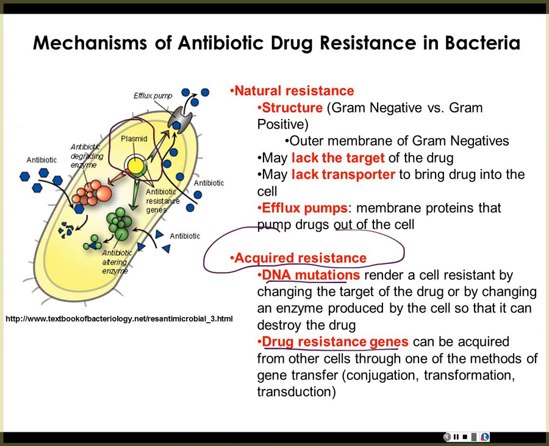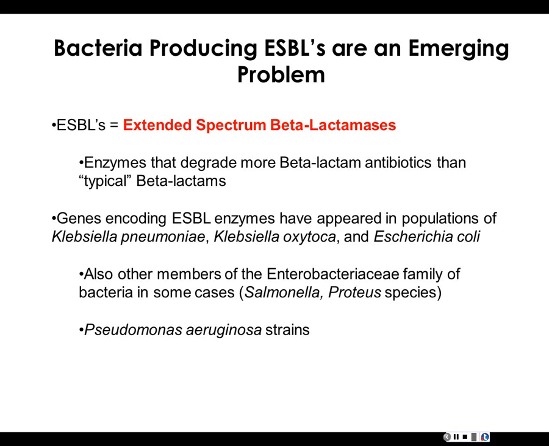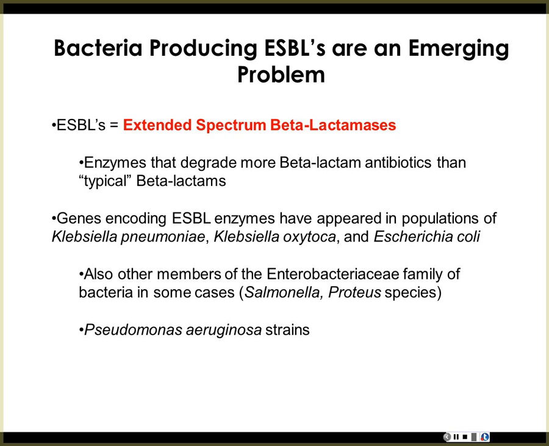It's not unusual for those genes to code for some kind of an enzyme that breaks down the antibiotic. And so if you wind up picking up that gene when you didn't have it before, now the bacterial cell is going to make the enzyme and break down the antibiotic. So these are some various methods by which bacteria can resist drugs.